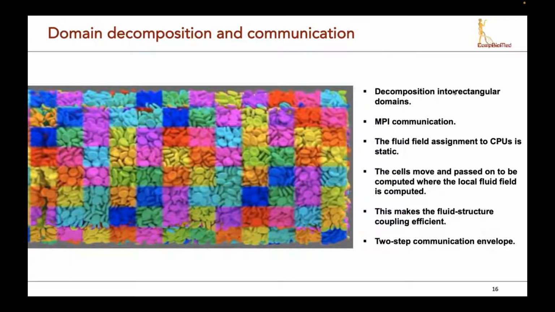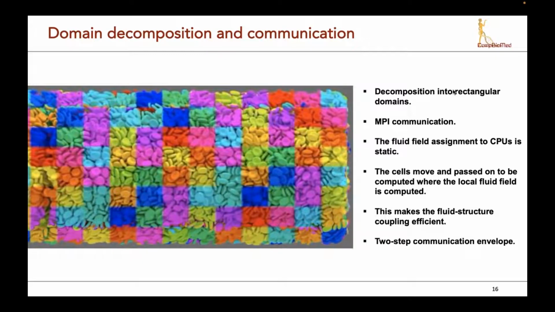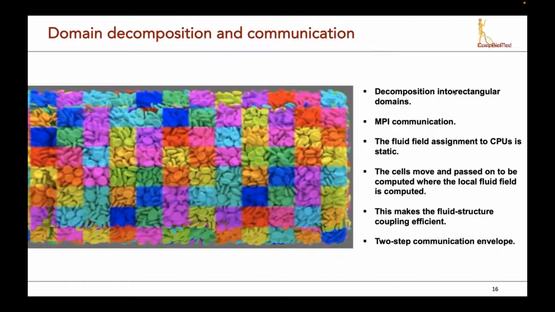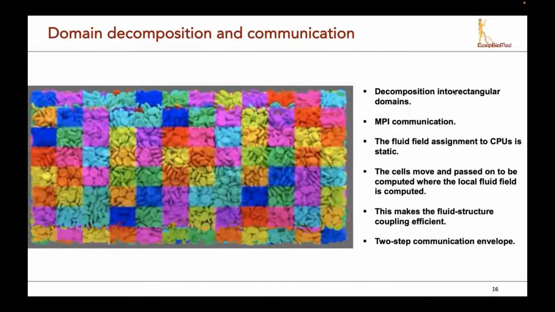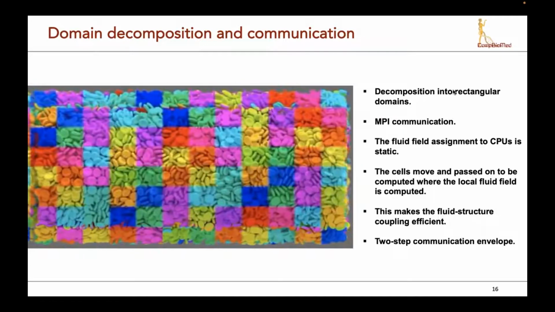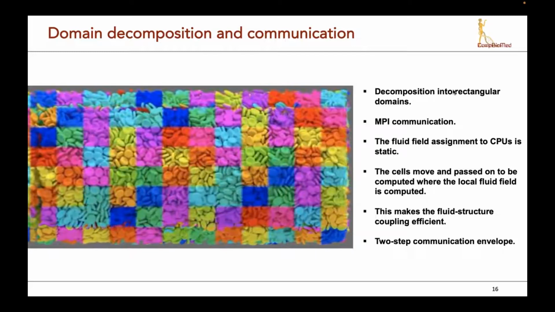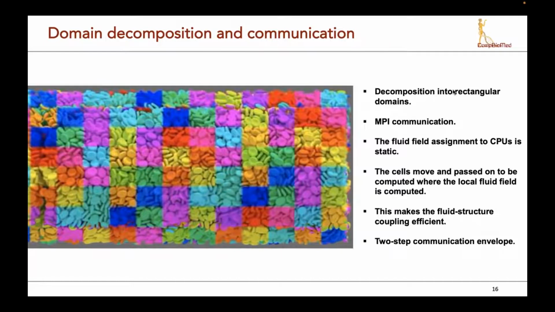However, if you look at the cells, they are obviously moving compared to this flow field. So they need to be handed over to different cores, and this creates a quite complicated communication pattern during the run. The overall decomposition always happens in these colorful rectangular domains, and the communication itself is implemented in MPI, as with basically all large-scale simulations, as this is the de facto standard.